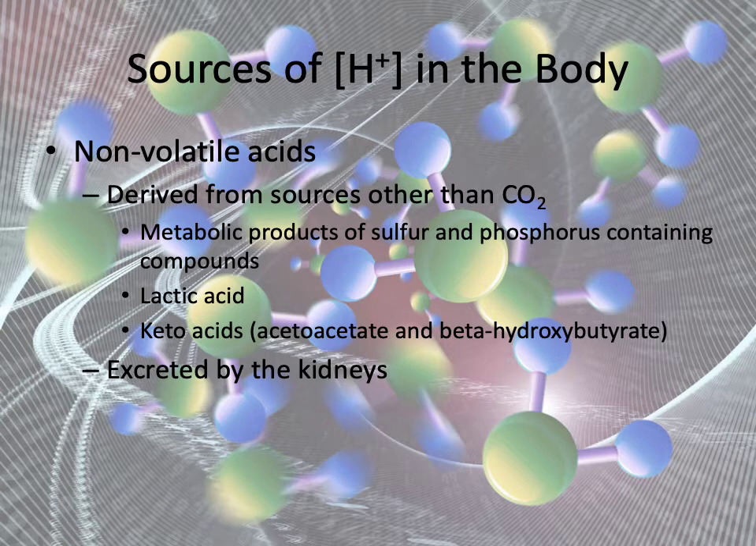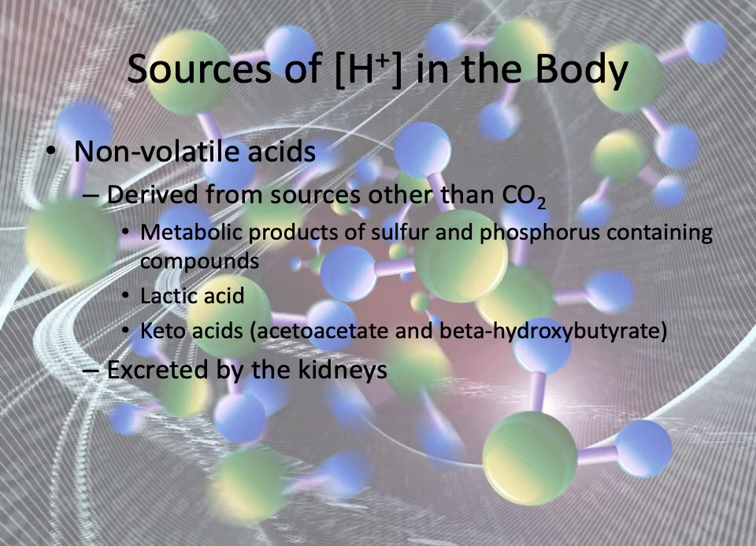We'll talk a little bit about non-volatile acids, and if the volatile acids are being produced through the activity of carbon dioxide, then not surprisingly, the non-volatile acids are derived from sources other than carbon dioxide. All right. These are often metabolic byproducts of metabolism, and often contain some degree of sulfur or phosphorus.